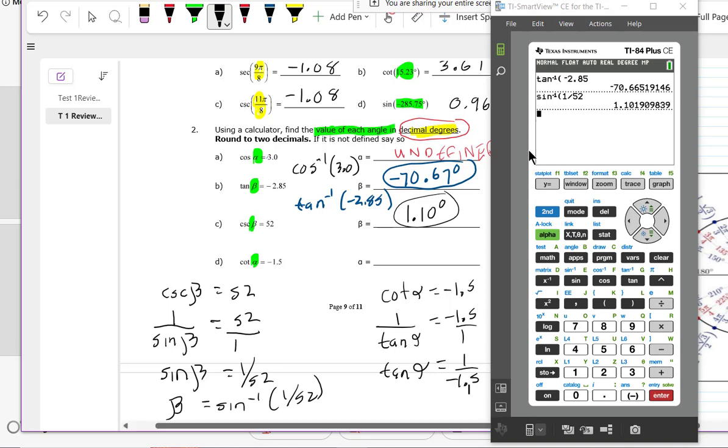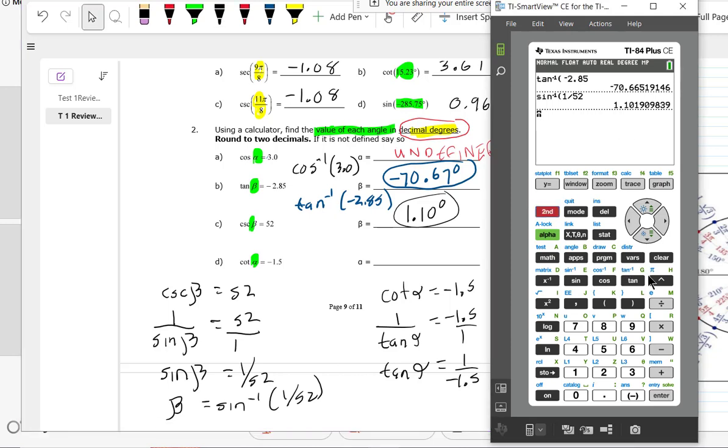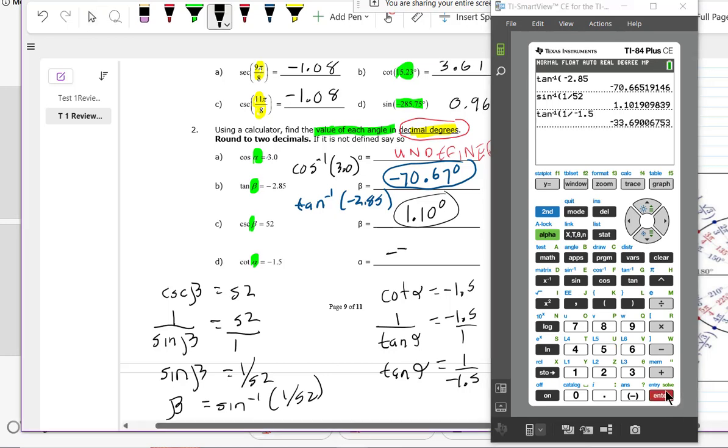Okay, and then here's how I put this in my calculator. I just go second tangent, and then I do 1 over negative 1.5, and then just round that to 2 decimals. So that will give me negative 33.69 degrees. Okay. All right.